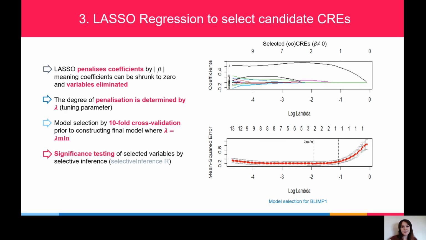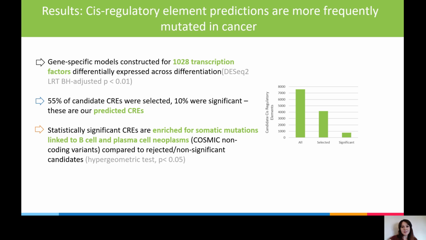By doing this, LASSO performs something called variable selection, resulting in a sparse model where only the candidates most predictive of gene expression remain. The candidate elements selected by each model that are found to be statistically significant are predicted to regulate that gene. Now we can use these models to understand how genes are regulated, but first we need to be confident in the ability of this method to predict true cis-regulatory elements.